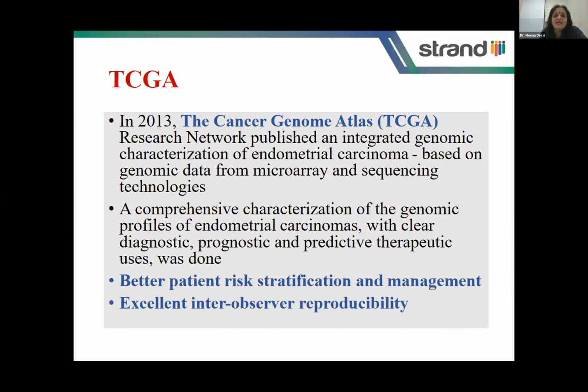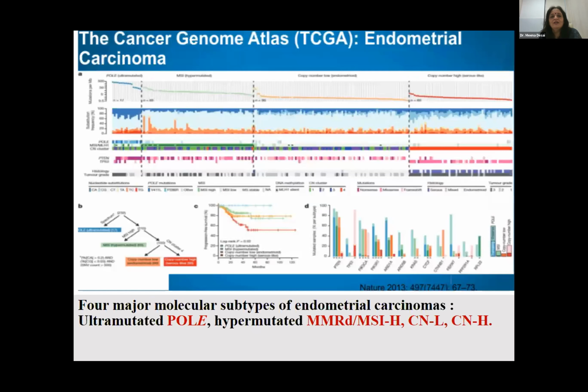So The Cancer Genome Atlas was actually a game changer. In 2013, we published an integrated genomic characterization of endometrial carcinomas based on genomic data. It was a very comprehensive characterization, with prognostic and predictive implications as well as better risk stratification and management. There was excellent inter-observer reproducibility. As you can see, in endometrial carcinomas there are four main molecular subtypes.